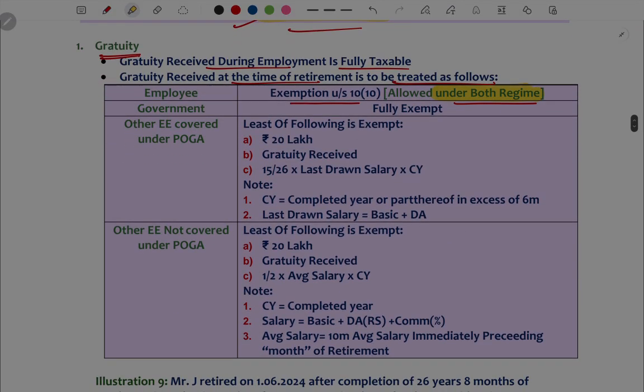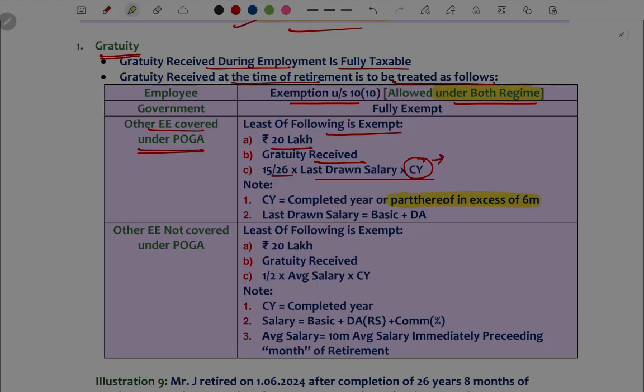Government is fully exempt. If the other employee is covered under POGA, the least of the following is exempt. What is exempt? 20 lakhs, or the gratuity received, or 15 by 26 of last drawn salary into completed years. Here, completed years includes any part thereof in excess of 6 months. Actually, it is written here.